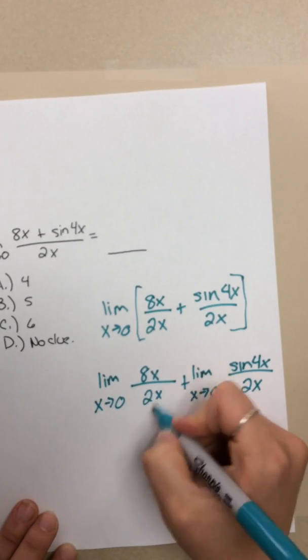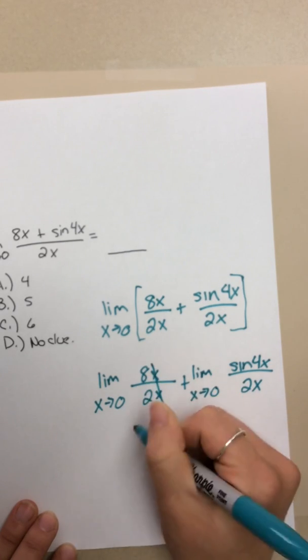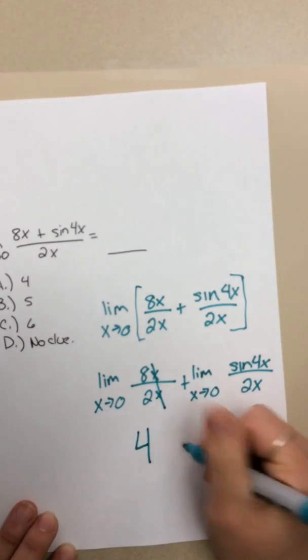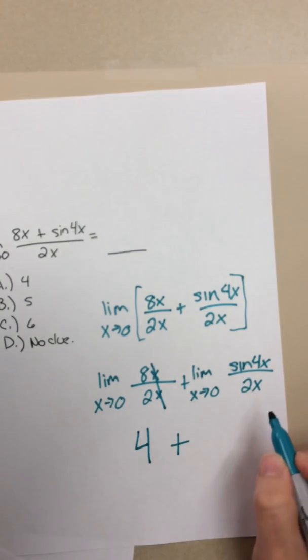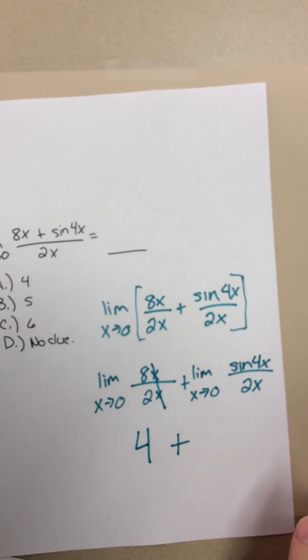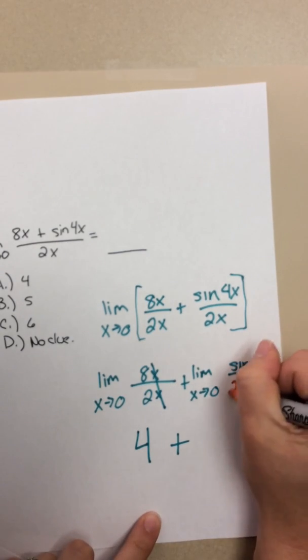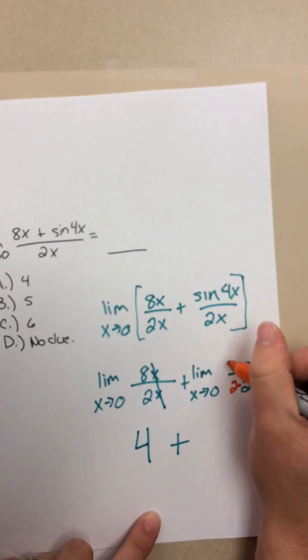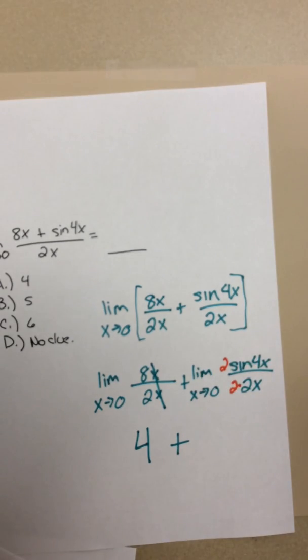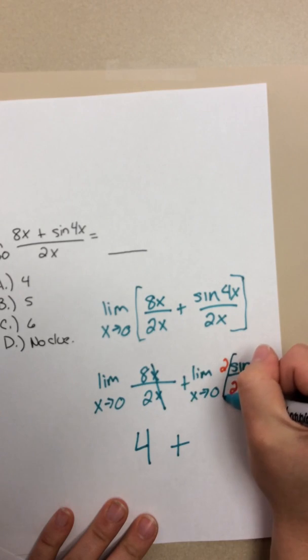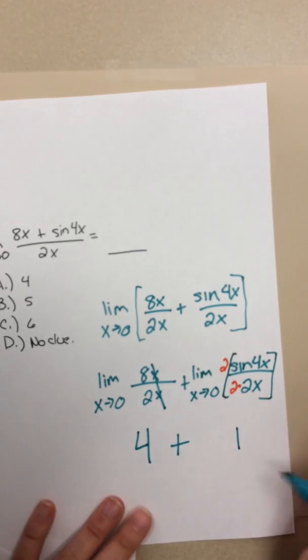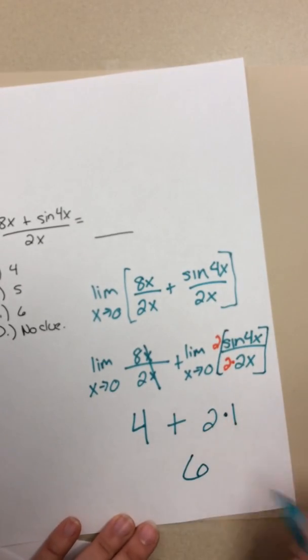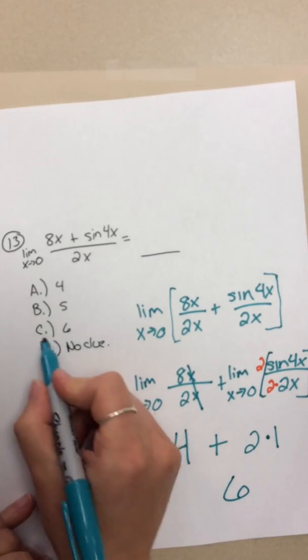Okay, so this one, 8x over 2x, the x's go away, 8 divided by 2, this limit is just going to be 4. Plus, over here, it's almost what I want, but is sine of 4x over 2x quite right? If I had 2 times 2, that would now give me 4x, but I can't just multiply the denominator without doing something to the top. So I'm going to multiply that by 2. Now I can see this part, this limit is 1, but I still have this 2 hanging around, so I'm going to say 2 times 1. 4 plus 2 times 1, 6. This limit is 6.